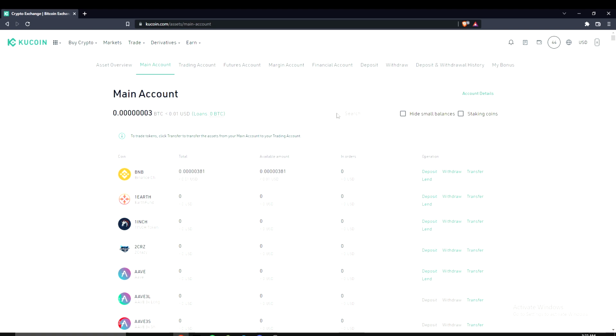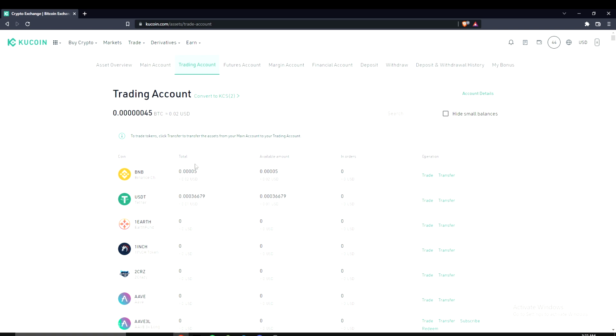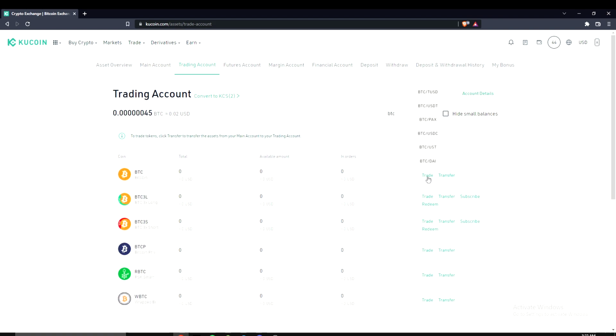So once you change it over to your cross margin account, press any one of these and go to whatever pair you want to trade. In this case, you want to trade BTC. You go to BTC, trade, and it'll give you any of the BTC pairs that they have. So in this case, let's do BTC USDT.